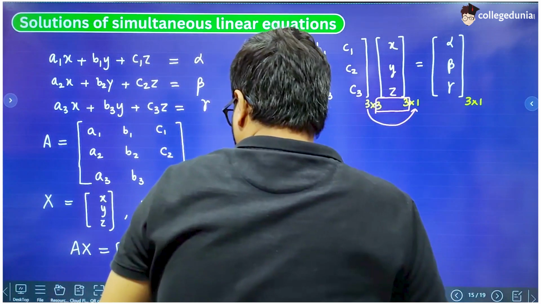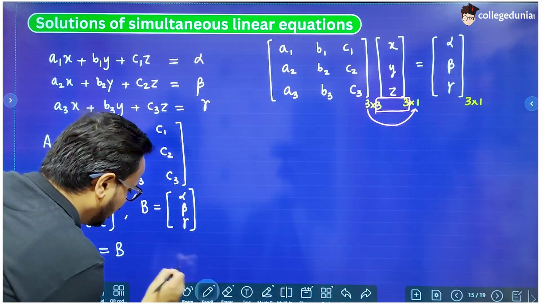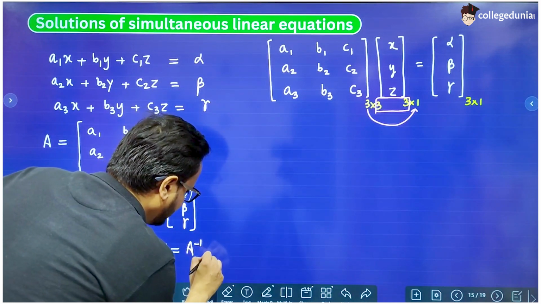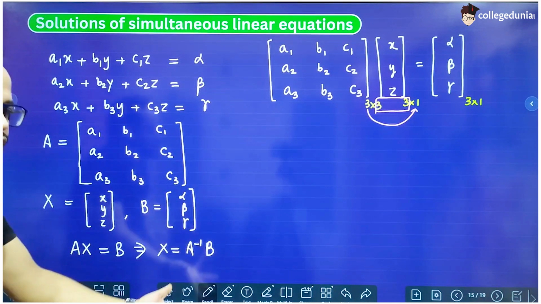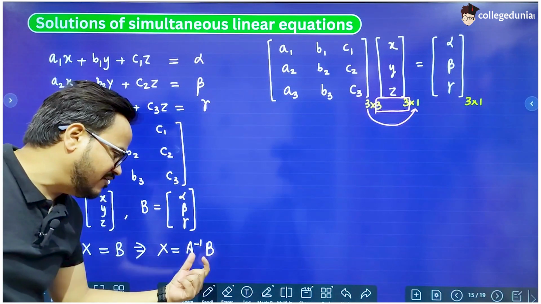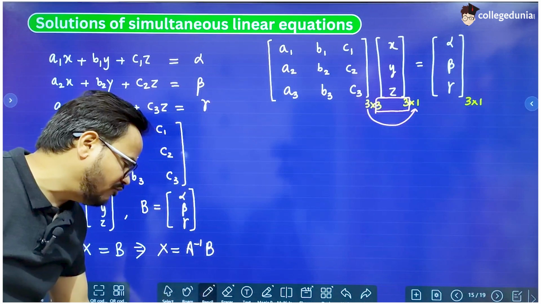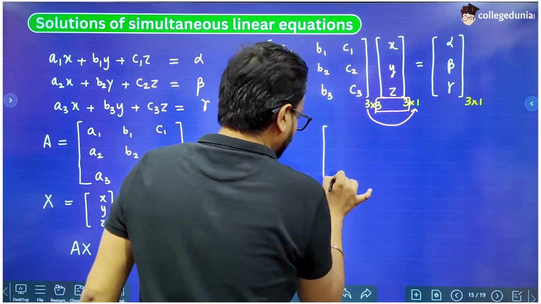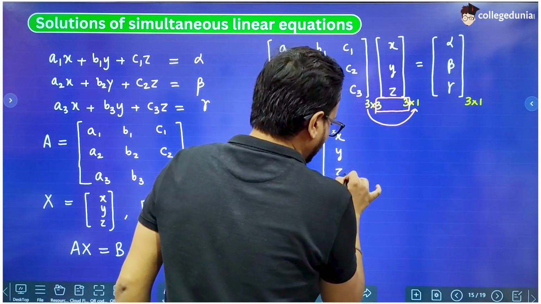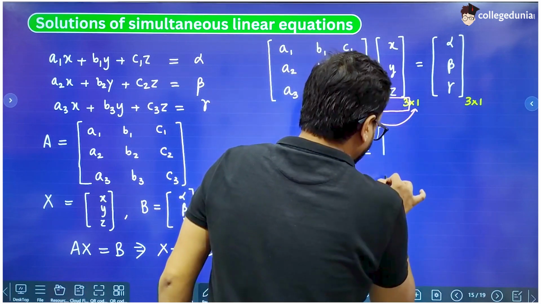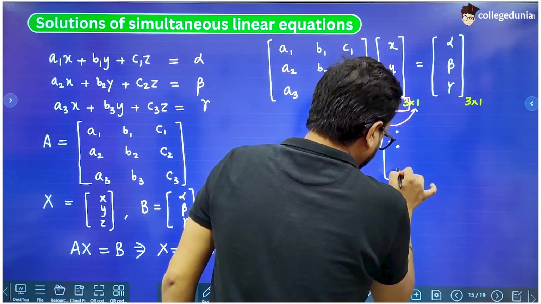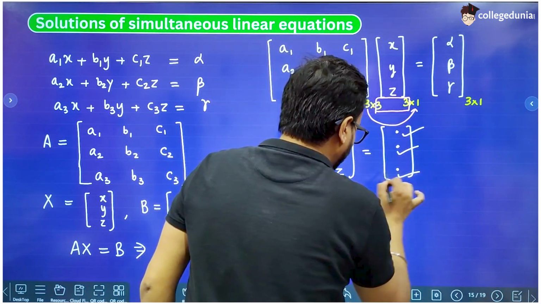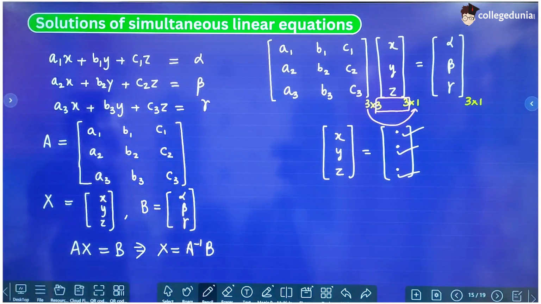Okay. Now if you take this matrix on the other side, you will get X equal to A inverse B. So A inverse is also a matrix of 3 by 3 order, and B is 3 by 1. So if you multiply this, you will get a matrix of order 3 by 1. So here you have X matrix, which is x, y, z, and here you will get a matrix having three values like this. So this first value will be the value of x, second value will be the value of y, and third value will be the value of z. Right?